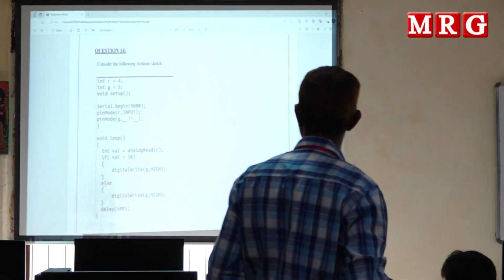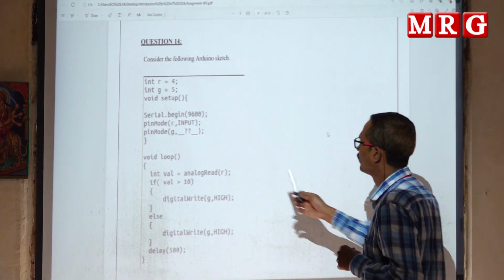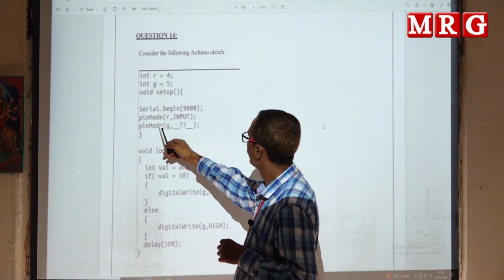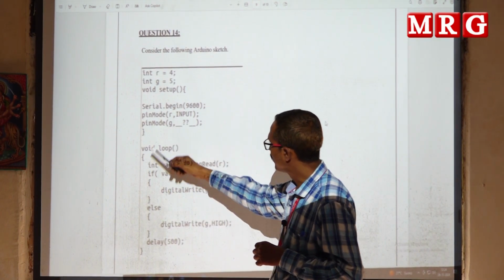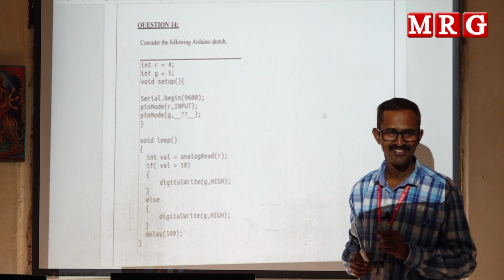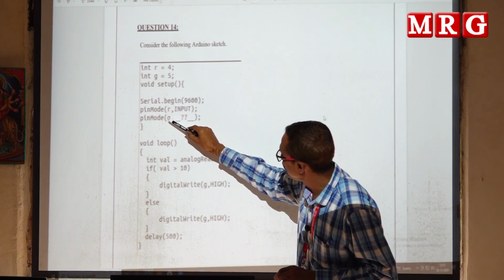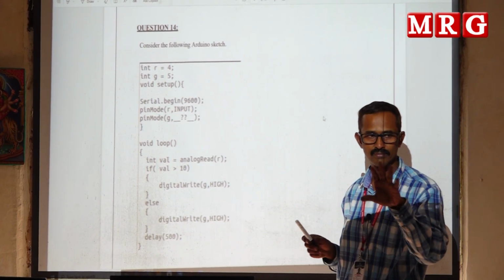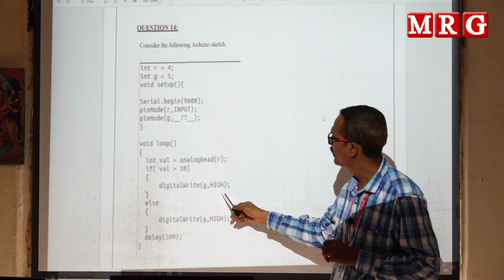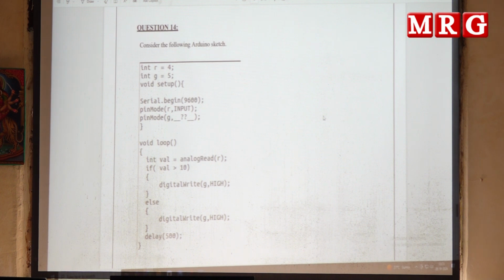So what is the question here? He is asking about G. R is an input pin, so what is G? Actually here you have to use some common sense. You do not know the program, but see where G is used here: digital write G comma high. You are writing to this pin. So what are the options you see?